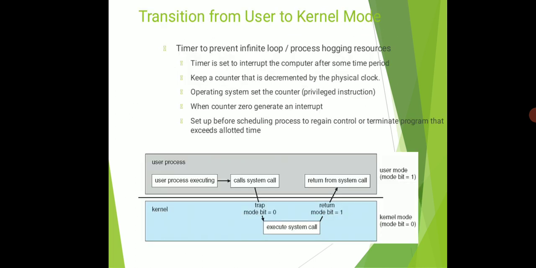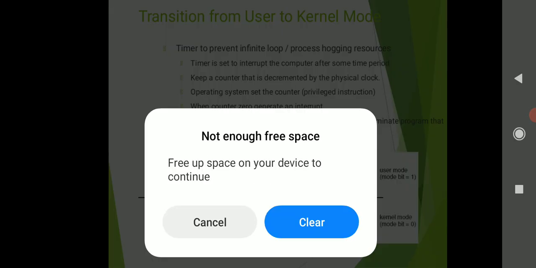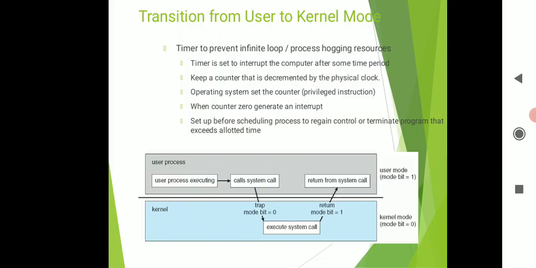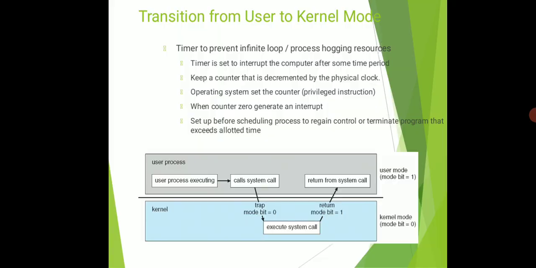So next one is the transition from user to kernel mode. A timer is used to prevent an infinite loop or process hogging resources. The timer is set to interrupt the computer after some time period. Keep a counter that is decremented by the physical clock. The OS sets the counter using privileged instructions. When the counter reaches zero, it generates an interrupt. This is set up before scheduling a process, to regain control or terminate a program that exceeds its allotted time.